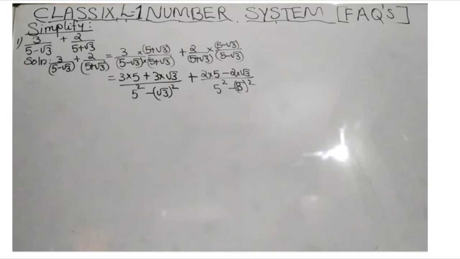So we get 3 into 5 plus 3 into root 3 upon the denominator, which is in the form of a minus b into a plus b, which gives a square minus b square, where a equals 5 and b equals root 3. So we get 5 square minus root 3 square, plus the numerator. You can do step by step, term by term multiplication, that is 2 into 5 minus 2 into root 3, upon 5 square minus root 3 whole square.